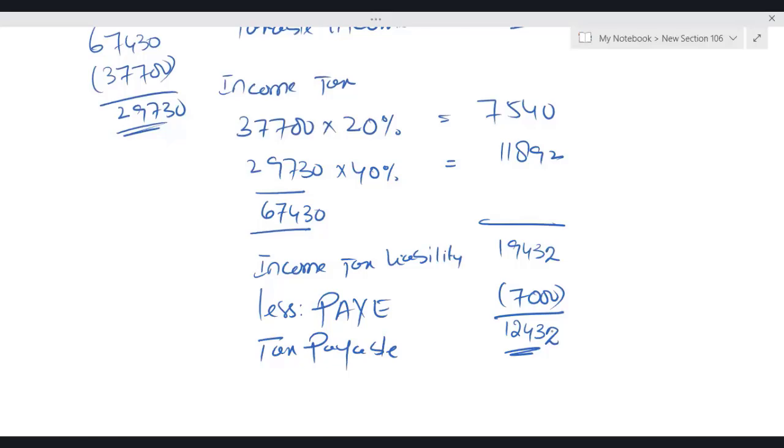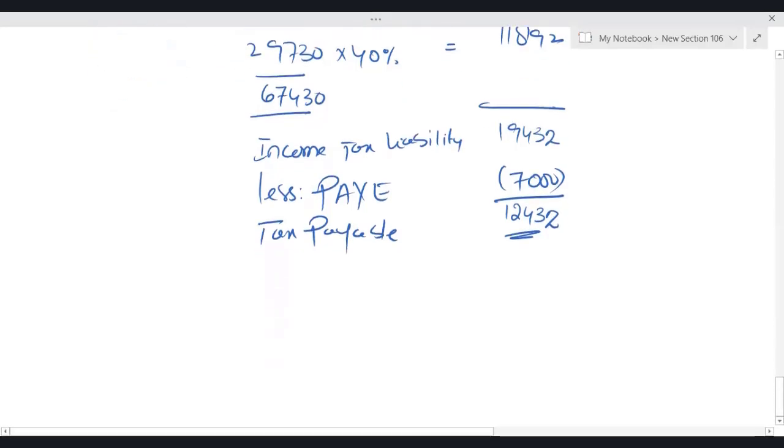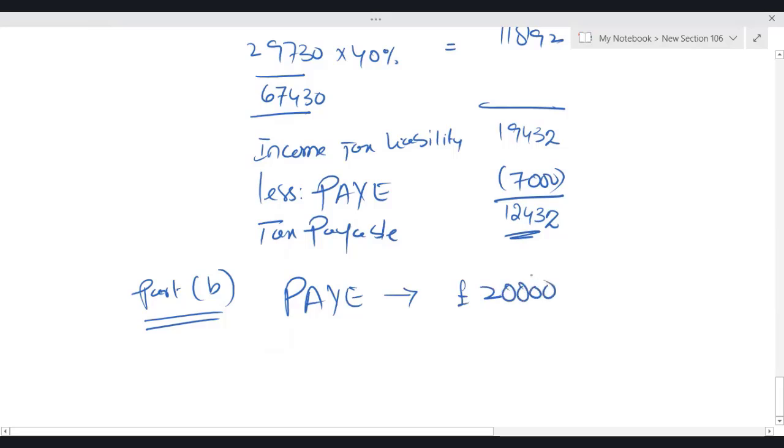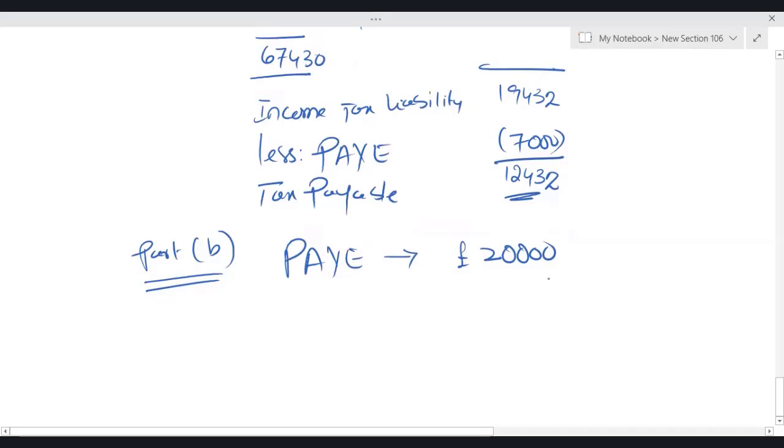The question is, sir, what if, assuming, it is not happening in this question. Okay, let's make it part B of the same question. Assuming, what if PAYE was 20,000 pounds instead of 7,000? See, there's one possibility that there's no PAYE, which we have done in our example number 1. Second, PAYE is 7,000, which is less than income tax liability. There's a third possibility: if PAYE could be more than the income tax liability, then what happens? Assuming everything is the same in part B, only one difference. The difference is PAYE is not 7,000, now it is 20,000.